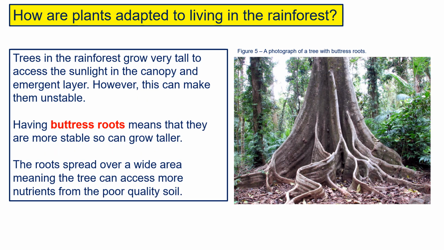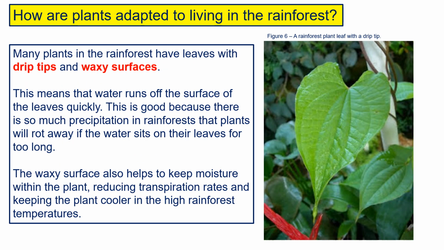Buttress roots. Buttress roots are wide roots above the soil. Trees have buttress roots because it offers them a large surface area, and this gives them support, which means the tree can grow to heights of 50 metres like the kapok tree to access 100% sunlight to get the energy from photosynthesis. Drip tip leaves.